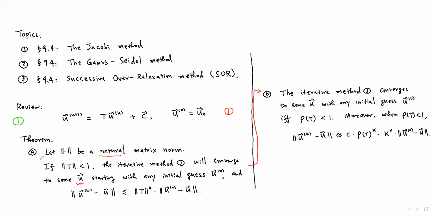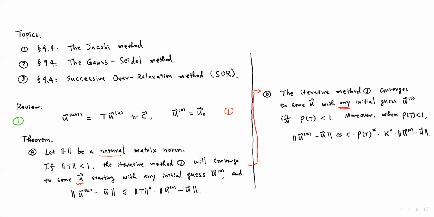This is part A. Part B, the result is stronger, because here there is just an upper bound, but here there is roughly an equation. Part B says that the iterative method converges to some vector with any initial guess. Any, this is important.